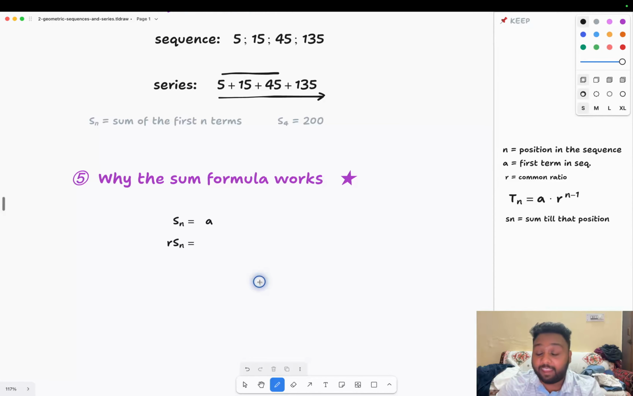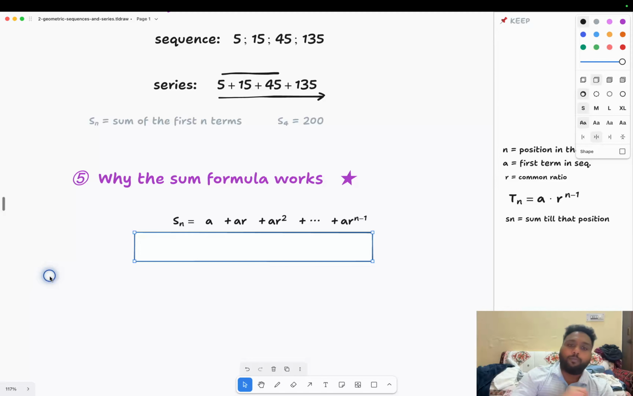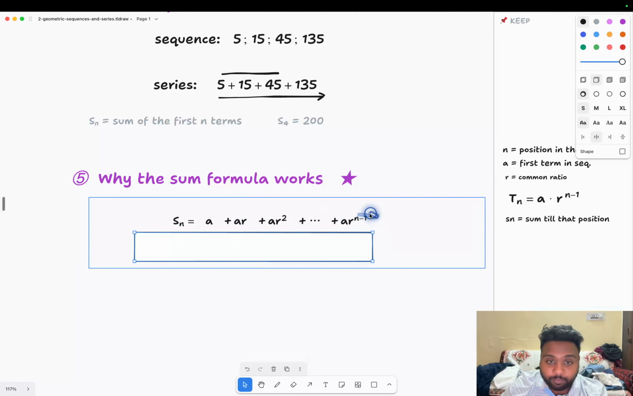Okay, so if you remember how we derived the formula for arithmetic series, it was by subtracting and using L as our last term and using that to cancel out all the common difference terms. So when we look at this series, we need to figure out a way so that we can cancel out all of these r terms from here. So just like in arithmetic series, we used the same series itself to cancel out all the d terms.